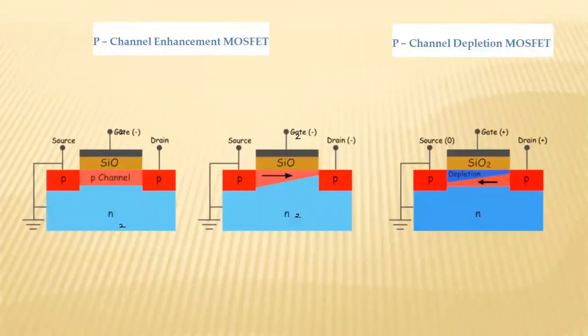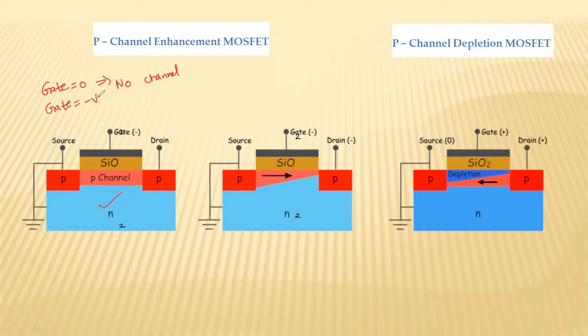Similarly, the case with the P-channel MOSFET. Again in P-channel MOSFET we have enhancement mode and depletion mode. Let us first see the P-channel enhancement mode. In P-channel enhancement mode, the construction is such that the base substrate taken is of N-type material, and on both sides we have P-type impurities which are diffused. And as it is enhancement mode MOSFET, no channel is present when gate voltage is 0, and the channel is induced when you apply negative voltage at the gate.